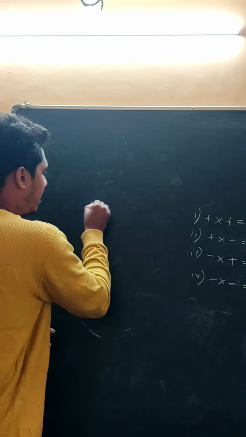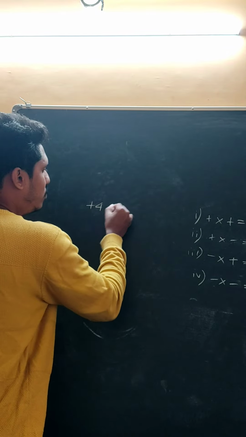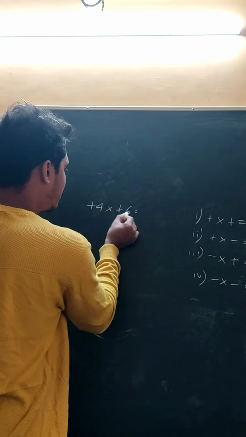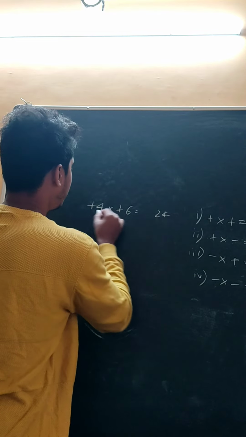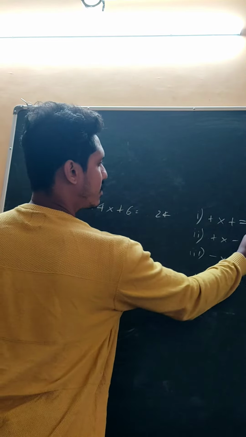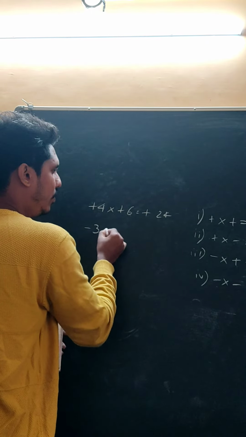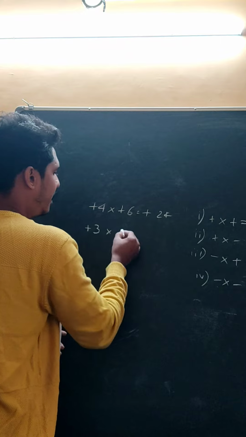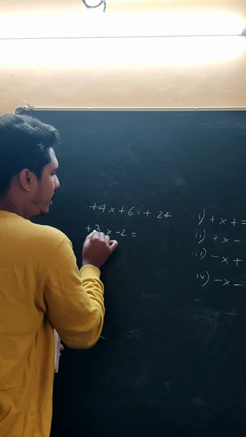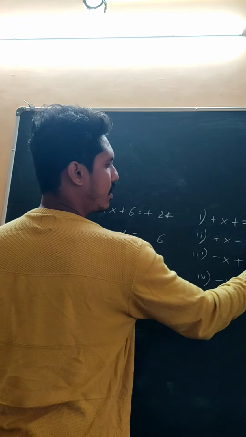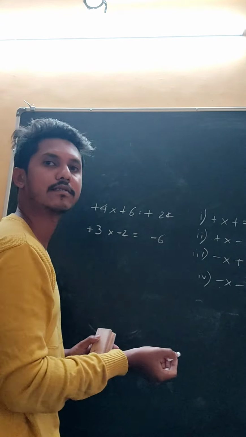Check. Plus 4 into plus 6. What is plus 4 into plus 6? Plus 4 into plus 6 is nothing but 6 4s are 24. Plus into plus is nothing but plus. Okay. Plus 3 into minus 2. 3 2s are 6. Plus into minus is nothing but minus. So it will be minus 6.